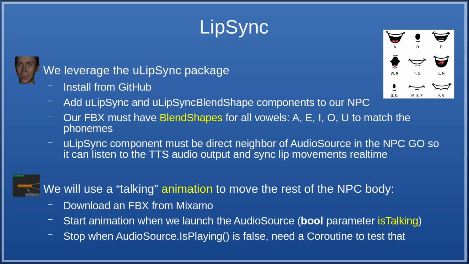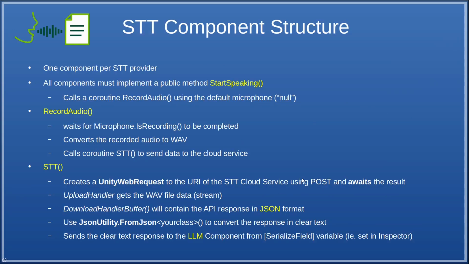But you need to have a blend shape for the A, E, I, O, and U to match the phonemes. Secondly, we'll need an animation, which is a talking animation. You can download those from Mixamo, and I'll show that in the build section. You can go to Mixamo, search for the word talking, and you will get a bunch of animations you could use and import that in Unity. We will launch the animation when AudioSource.isPlaying is true, and we'll stop it when AudioSource.isPlaying is false.